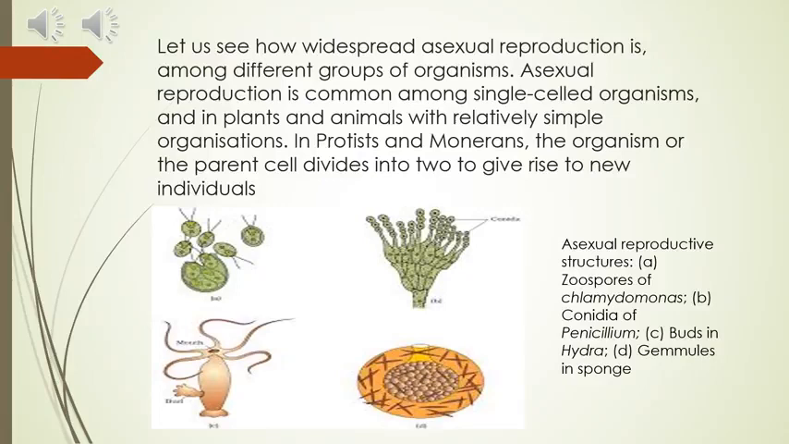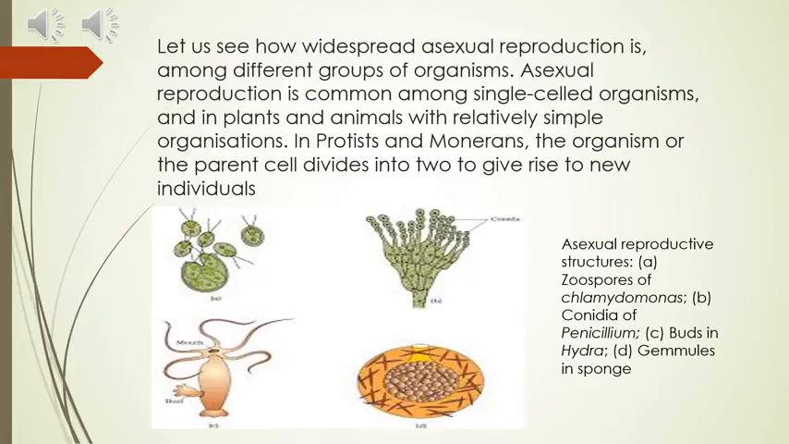So in this PPT, I am showing you four diagrams. One is Chlamydomonas, the second is Penicillium, the third is Hydra, and the fourth is sponges. These diagrams are showing different types of asexual modes. If you see the lowest two diagrams, Hydra and sponges, we will consider these two first of all. These two diagrams are actually showing the differentiation in budding also.